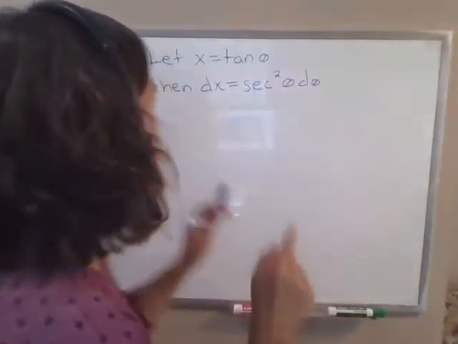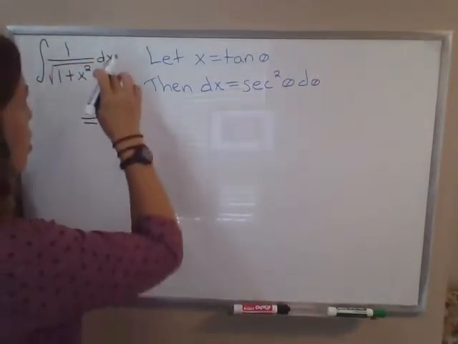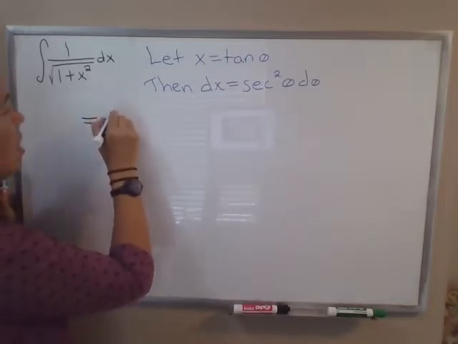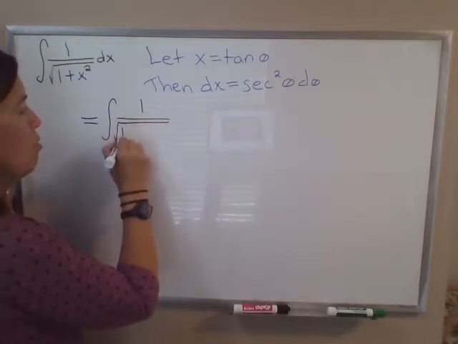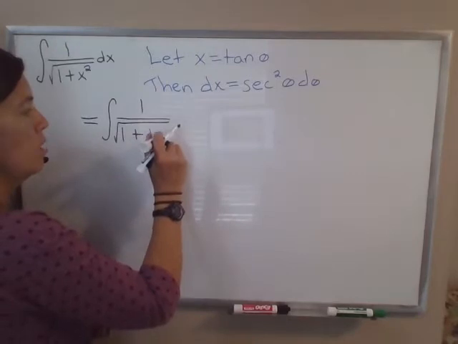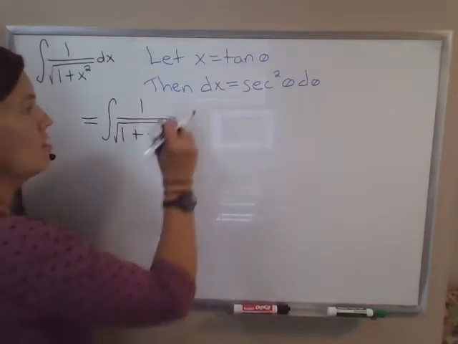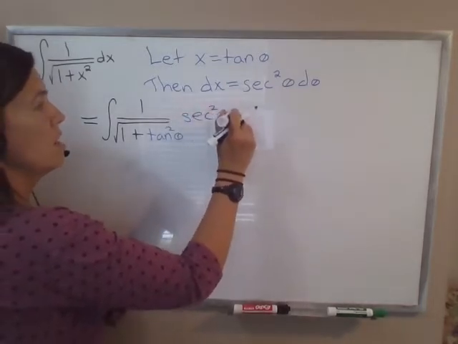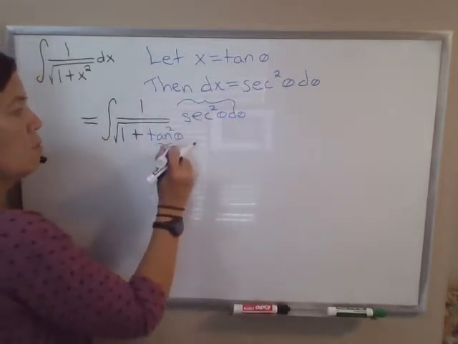Okay, so plug that into the integral. So instead of the integral of 1 over the square root of 1 plus x squared times dx, now we're going to integrate 1 over the square root of 1 plus, so instead of x squared, we're going to put tangent squared, and instead of dx, we're going to put secant squared theta d theta. So this is replacing dx. This is replacing x.